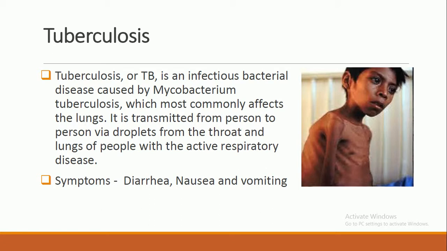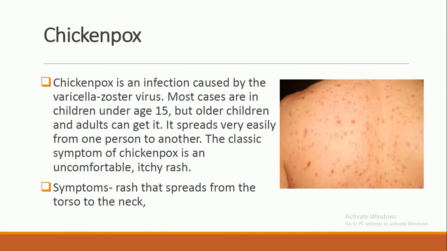Tuberculosis, or TB, is an infectious bacterial disease caused by Mycobacterium tuberculosis, which most commonly affects the lungs. It is transmitted from person to person via droplets from the throat and lungs of people with the active respiratory disease. Symptoms: diarrhea, nausea, and vomiting. Now let's get a knowledge about another infectious disease called chickenpox.